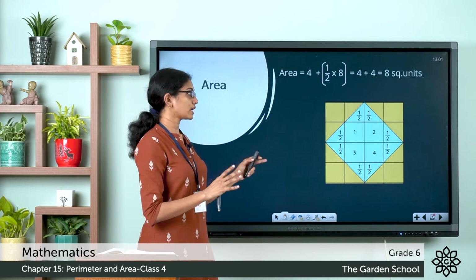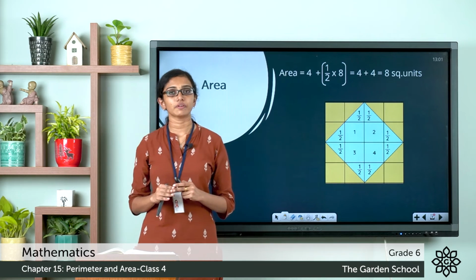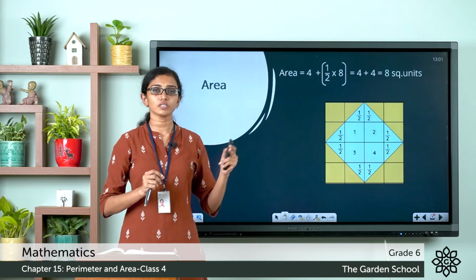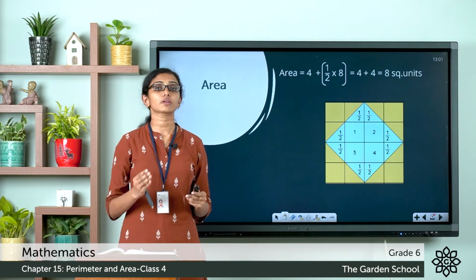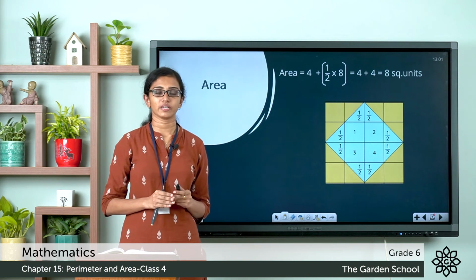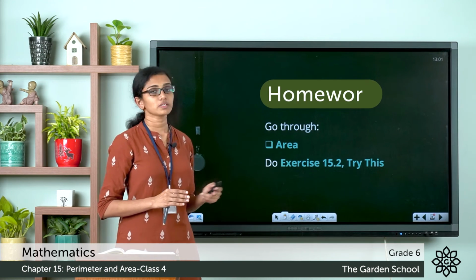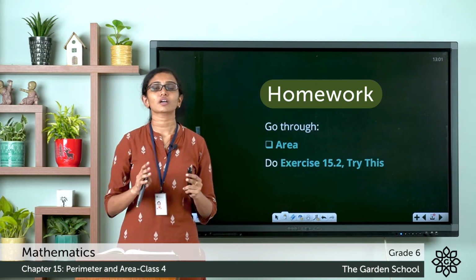So, this is how we can calculate the area of a given figure using a square grid. Now, the smaller the dimension of the square in the square grid, the more accurate will be the area of the given figure. So, I hope this concept is clear to you. So, this was an introduction to the area of closed figures.